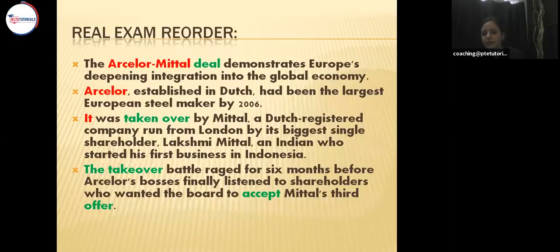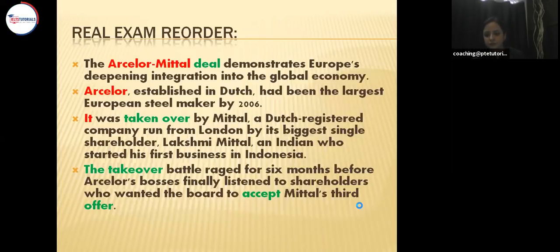Hardik has given the answer 2, 4, 3, 1. 2, 4. I cannot write the takeover as first. It was taken over. First, I have to talk about taken over. These companies, someone is going to take over the other company. So that's why I have to first talk about Mittal.